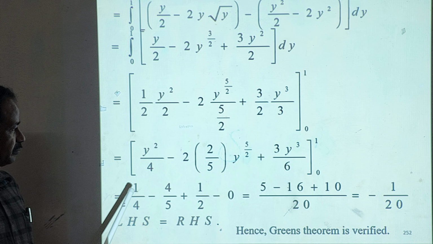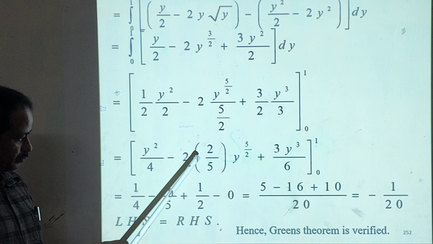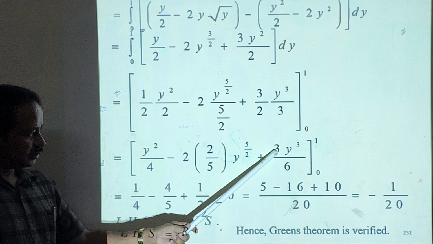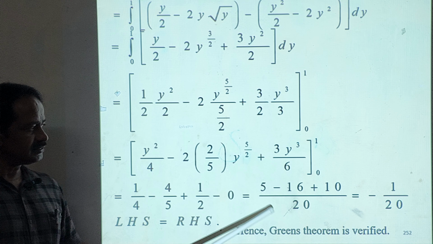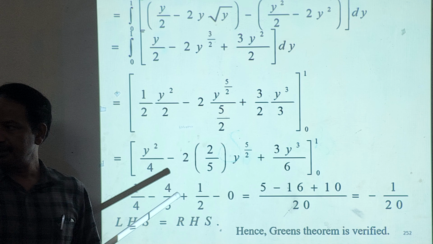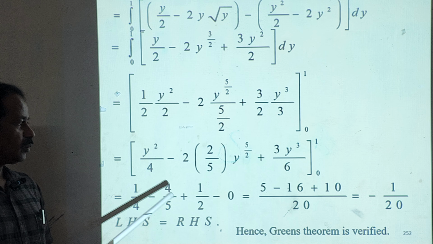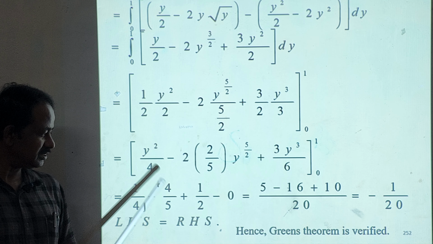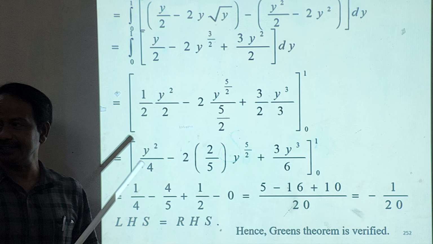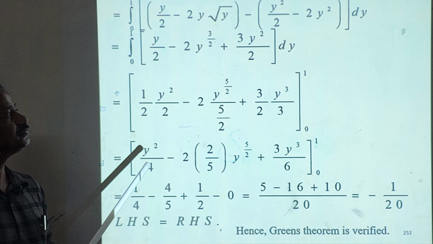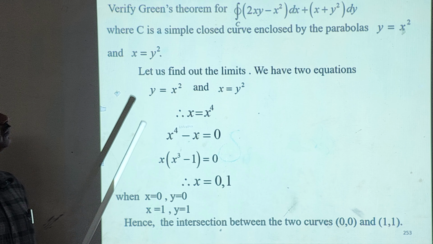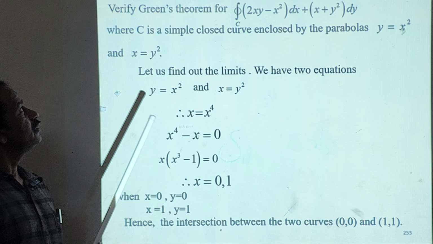And substitute the upper limit will give you 1 by 4, here it is 2 2s are 4, so 4 by 5, this is 1 by 2. Take the LCM, will give you 5 minus 16 plus 10 divided by 20, which is nothing but minus 1 by 20. So which is the answer for the right hand side, which is equivalent to left hand side. So thus Green's theorem is verified. So any doubt? Now we will go for the next problem.